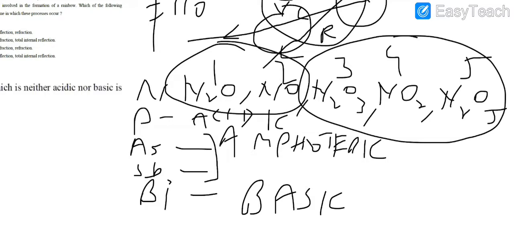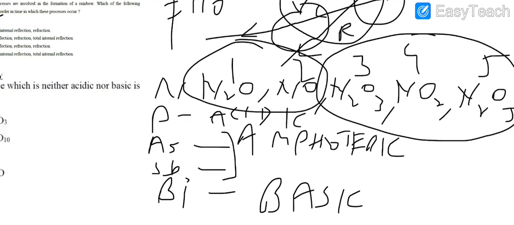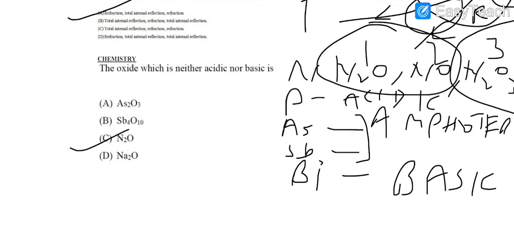So out of all the options, arsenic and antimony oxides are amphoteric, and N2O you can see is neutral. Now there is one more option, sodium oxide. You know it's a group 1 metallic oxide, so it is strongly basic. So the answer will be option C, that is nitrous oxide. So these are the answers of Catapult Set 3.